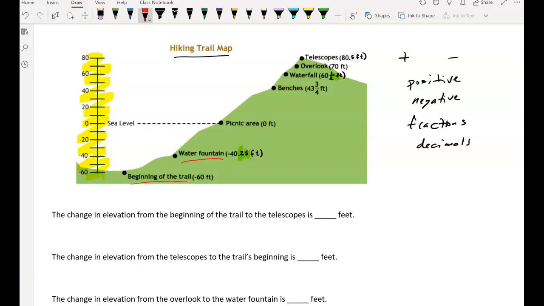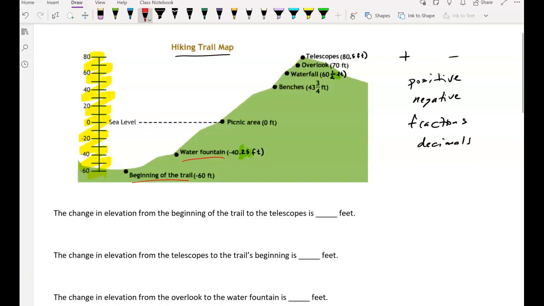And the benches are at 43 3/4 feet above sea level. The waterfall is at 60.5 feet above sea level. The overlook is at 70 feet. And the telescopes clear at the top are at 80.5 feet above sea level. And so we're going to be using this elevation map to practice our operations with rational numbers.